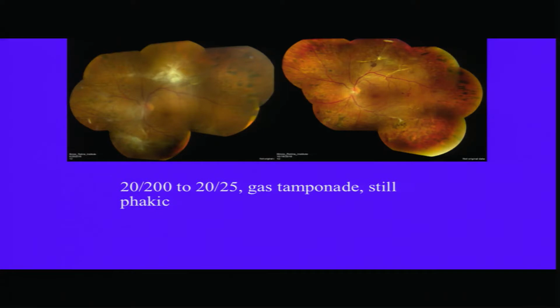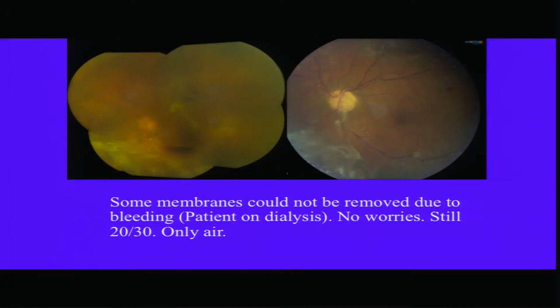Another case, still phakic. This is a very important patient. So I did temporally as much as I could. Nasally, I left it, and the patient has done very well. Just air, nothing. So it's better to leave all this nasal tissue rather than trying to be aggressive over atrophic retina and cause iatrogenic breaks. Only air tamponade was done.